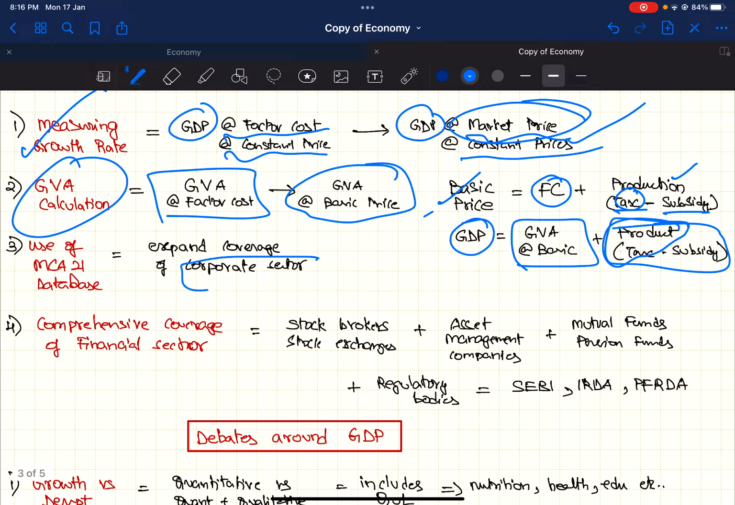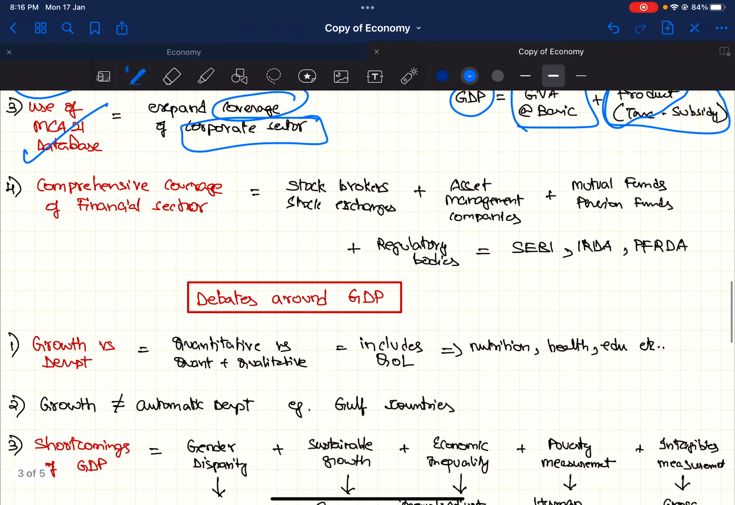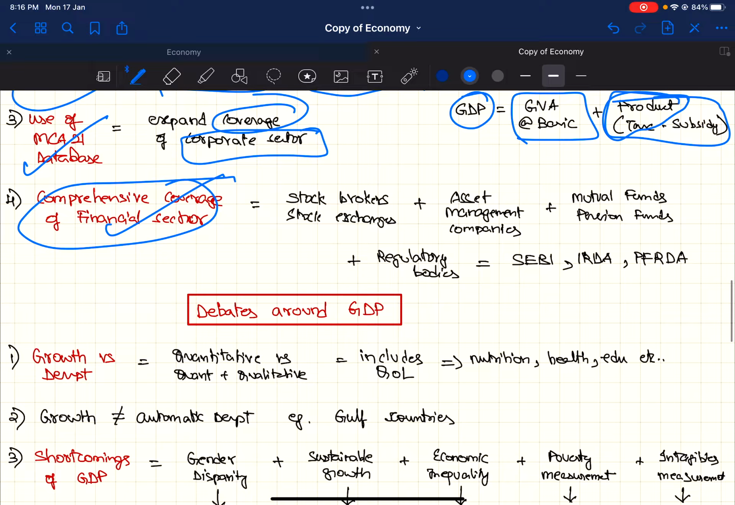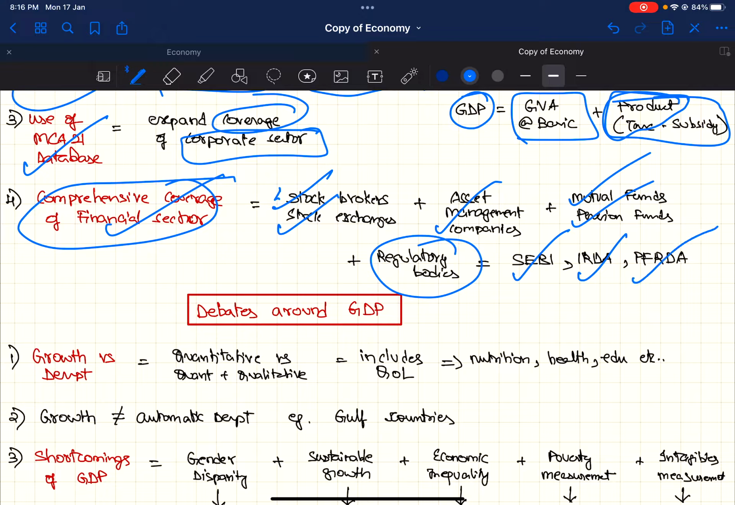Also, to expand the coverage for the corporate sector, we are using the MCA 21 database now. For comprehensive coverage of the financial sector, we are including stock brokers, stock exchanges, asset management companies, mutual funds, pension funds, and also all the regulator bodies like SEBI, IRDA, and PFRDA.